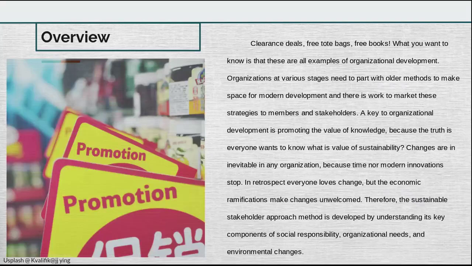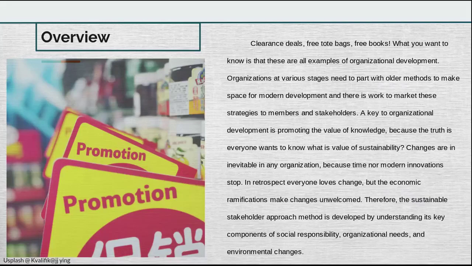Overview. Clearance deals, free tote bags, free books. What you want to know is that these are all examples of organizational development. Organizations at various stages need to part with older methods to make space for modern development, and there's work to market these strategies to members and stakeholders.